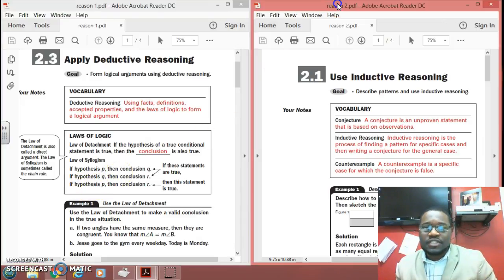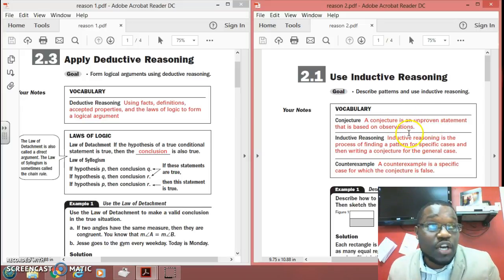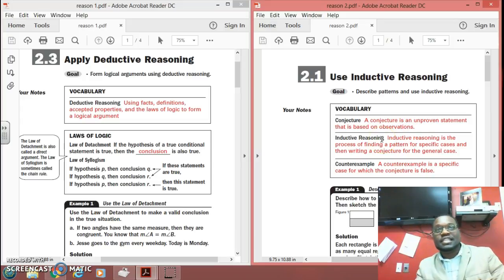Now, inductive reasoning is the process of finding a pattern for specific cases and then writing a conjecture for the general case. So what's a conjecture? A conjecture is an unproven statement that is based on observations. So inductive reasoning says, I'm noticing this, I'm noticing that, I can see this over here. So based on that, yeah, this is it.